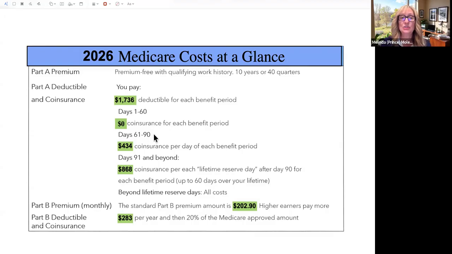As soon as we get to 60 days of admitted status stay, whether it's all at once or in parts, we then move on to being responsible for per day charges. So we have coinsurance of $434 per day for days 61 through 90. If we stay longer than 90 days, it's $868 per day. There's even some lifetime limits on days 91 and beyond, 60 of those in our lifetime, actually.